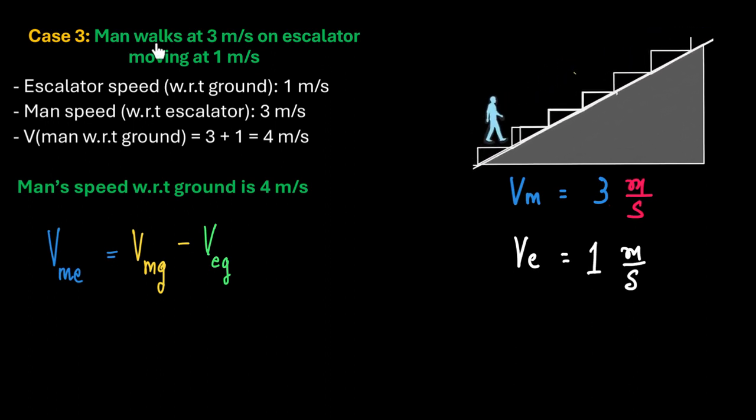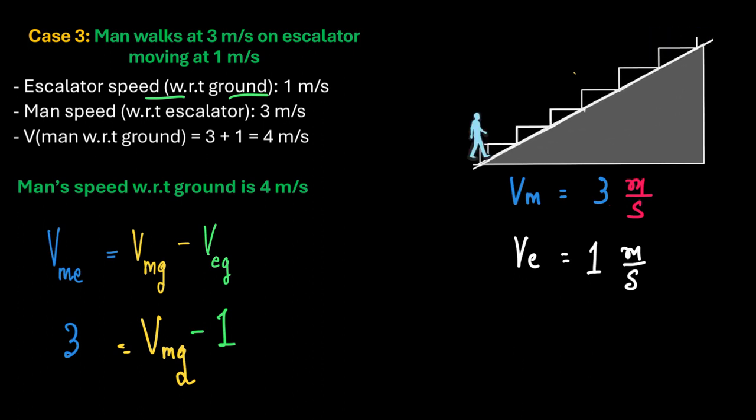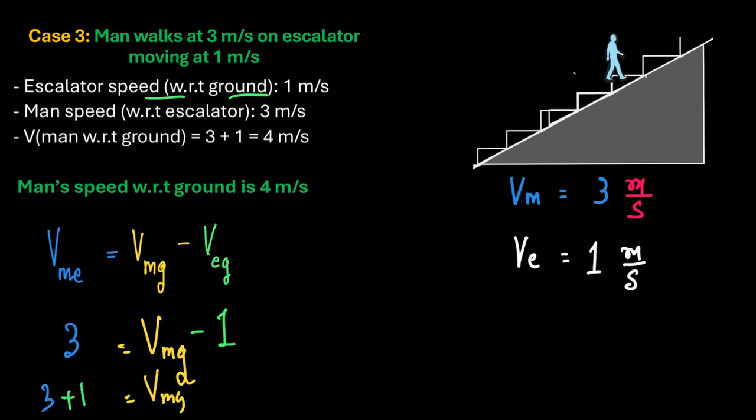Now, when it comes to case 3, when the man is walking on a moving escalator, so both of them are in motion, the man and the escalator as well. Now, velocity of man with respect to escalator in this case is 3 meter per second. We have to find velocity of man with respect to ground, and velocity of escalator with respect to ground is 1 meter per second. Transposing minus 1, what we get is 3 plus 1 is equal to velocity of man with respect to ground.